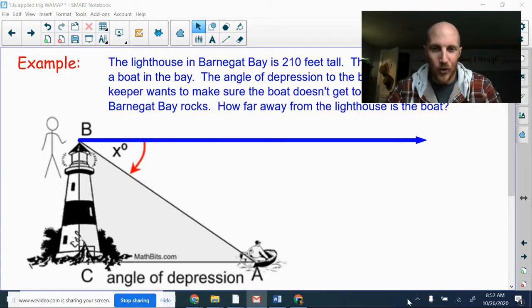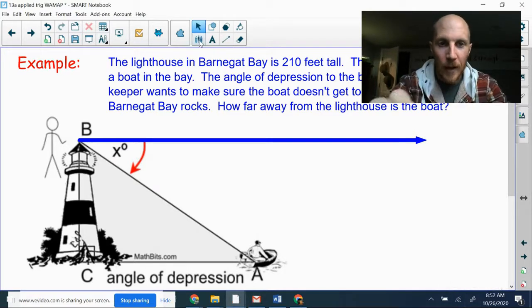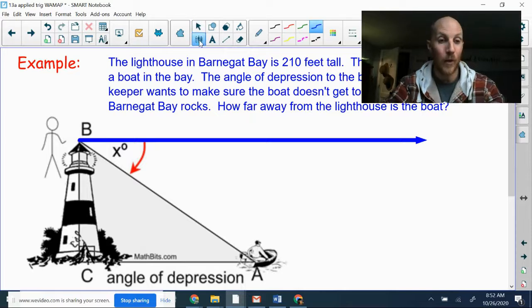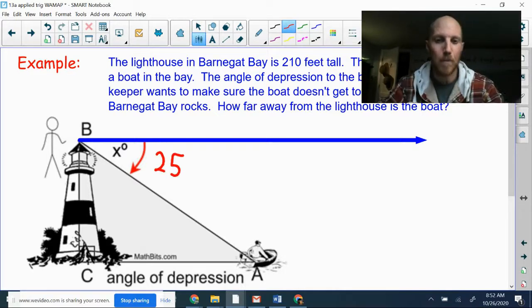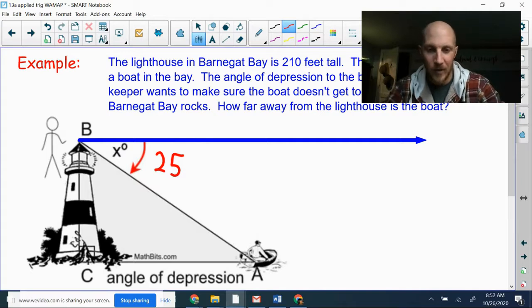The lighthouse keeper wants to make sure that the boat doesn't get too close to the deadly Barnegat Bay rocks at the base of the lighthouse, because the little boat would be smashed to math bits. So we want to find out how far away from the lighthouse the boat is. So the first question is we're going to find out what angle would the boater have to look at to see the lighthouse keeper.